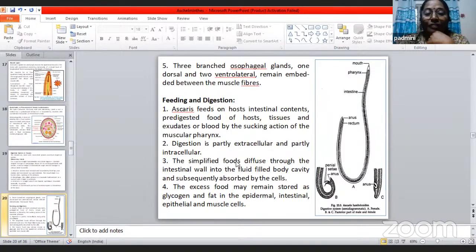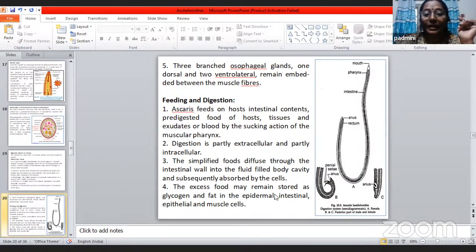Okay, the simplified food diffuses through the intestinal wall into the fluid-filled body cavity and is subsequently absorbed by the cells. What he says over here is, from the esophagus it goes into the intestine, and from the intestine the food that has been collected diffuses into the coelomic fluid of the nematode. The coelomic fluid circulates the food to different parts of the nematode body walls. So that is what he said over here.